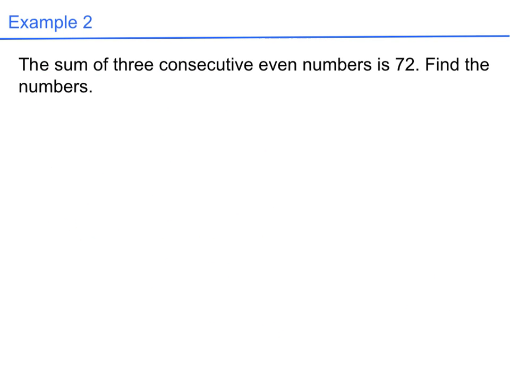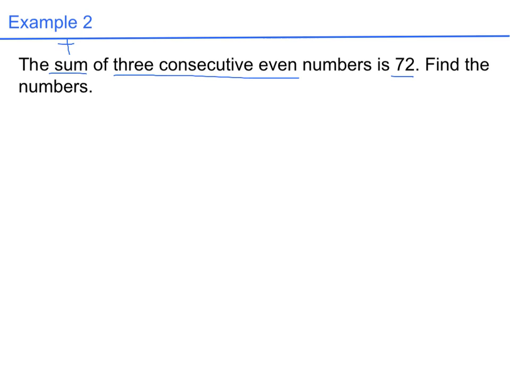This problem reads the sum of 3 consecutive even numbers is equal to 72, and we want to find what those numbers are. There's some terminology here that we need to interpret. Firstly, the word sum means to add, and then the second thing that's important is that word consecutive. Consecutive means one after the other. So we're looking for 3 consecutive even numbers.